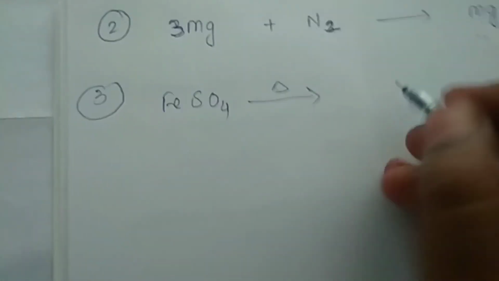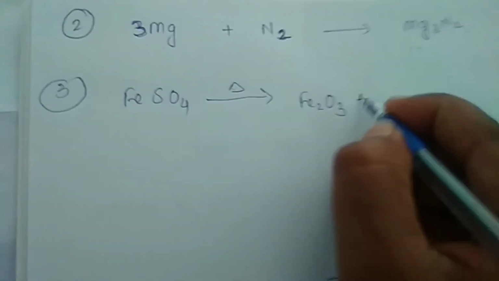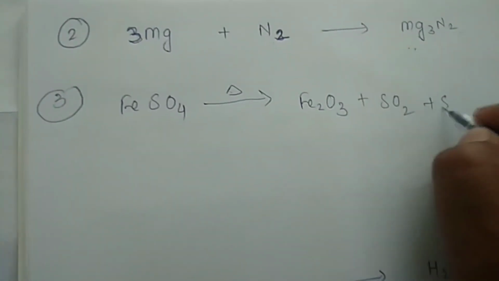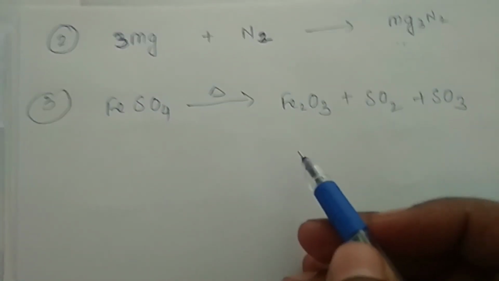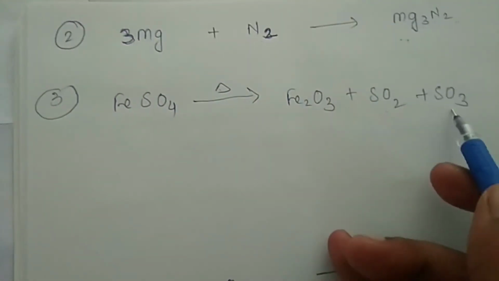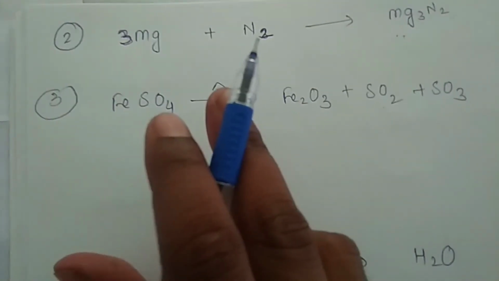A complex example, children: FeSO4, when it decomposes, it gives Fe2O3 plus SO2 plus SO3. Now see, children, suppose we have to balance this equation. I think there is a problem for you, children, because more products are given there. So don't worry, children. We have to follow only two rules. I've already told you.